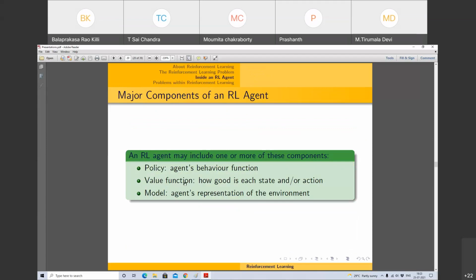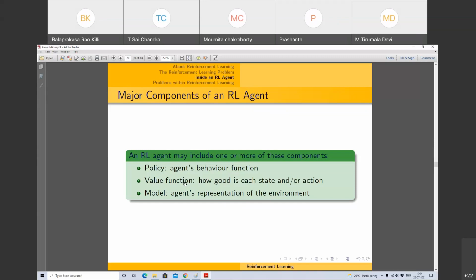Then the second idea is called value function. What is this value function? This value function describes what is the total reward the agent will receive from this state onwards. That is value function. We'll see value function is basically the goodness of state and goodness of action.